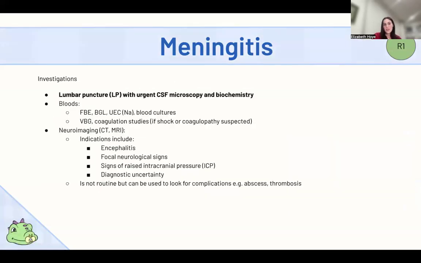So investigations for meningitis, the gold standard is a lumbar puncture, then urgent CSF microscopy and biochemistry. You can do bloods, especially blood cultures, or any coagulation studies if you have a good indication for it. And then neuroimaging is not usually recommended, or it's not routine for straight meningitis. But if you suspect encephalitis, if there's any focal neurological signs, which again might be difficult to find in very young kids, or if there are any signs of raised ICP, or if you're just really not sure, you can do a CT or MRI, but again, it's not really routine.